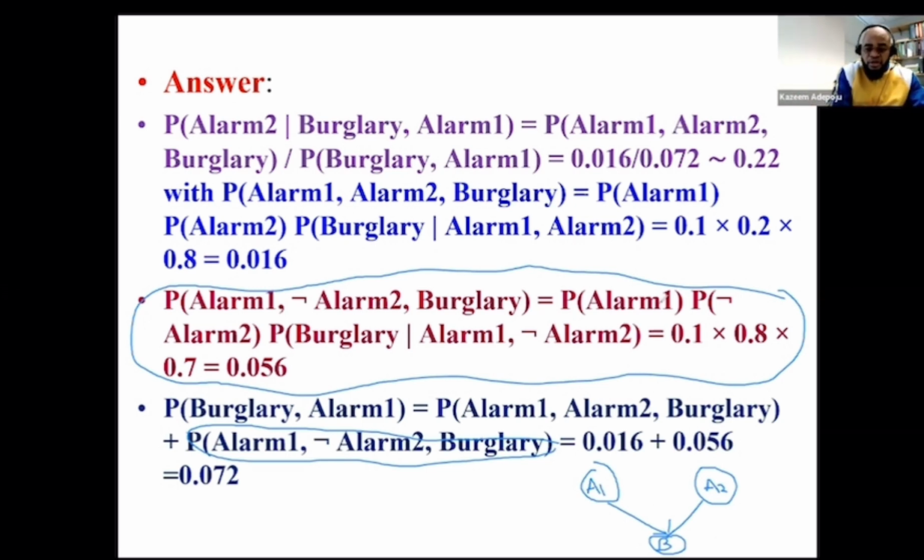Of course, alarm 1 is 0.1, given in the question. The probability of the complement of alarm 2 is 0.8, because the probability of alarm 2 is 0.2, and the complement of that is 1 minus 0.2, which is 0.8. And of course, the last one, the probability of burglary given alarm 1 and the complement of alarm 2, is 0.7. Let me show you. You have been given that one.